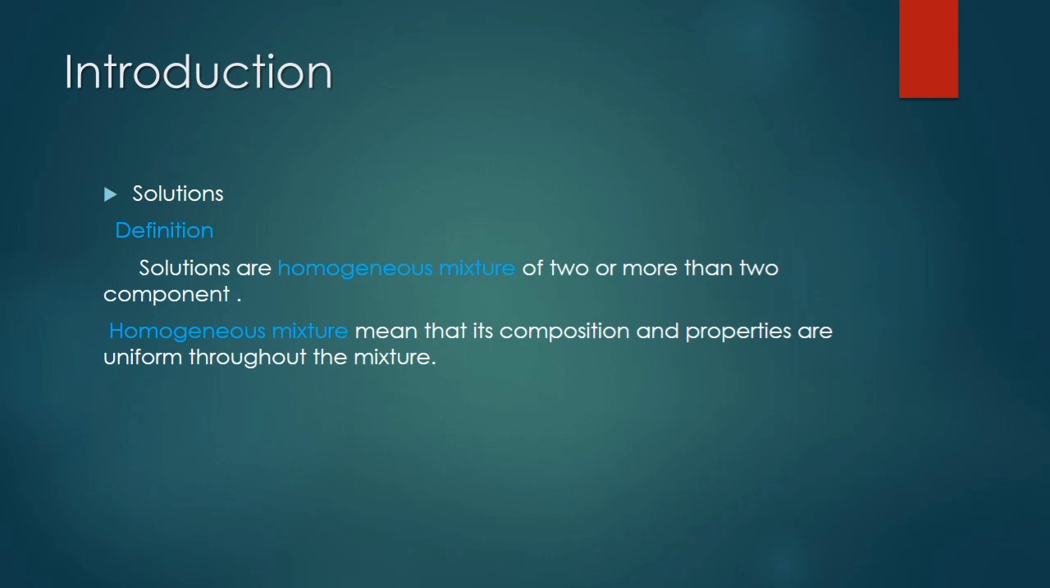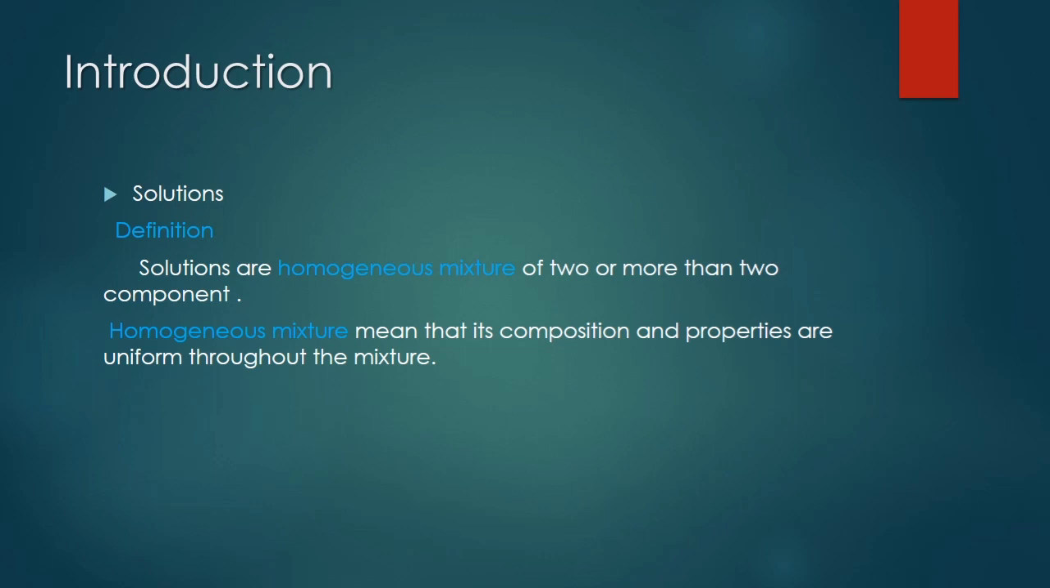What are the ingredients present in this tea? Water is there, sugar is there, tea powder is there, then milk is there, right? After mixing all the ingredients, when we drink the tea, every sip till the end has the same taste, right? Till the end of the tea, we get the same taste. That means the components present in the tea are mixed uniformly throughout the mixture. Hence we can call this type of mixture a homogeneous mixture. That means if the composition is the same throughout the mixture, we call it a homogeneous mixture.